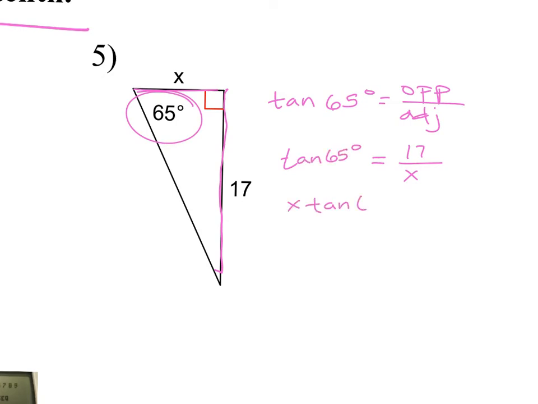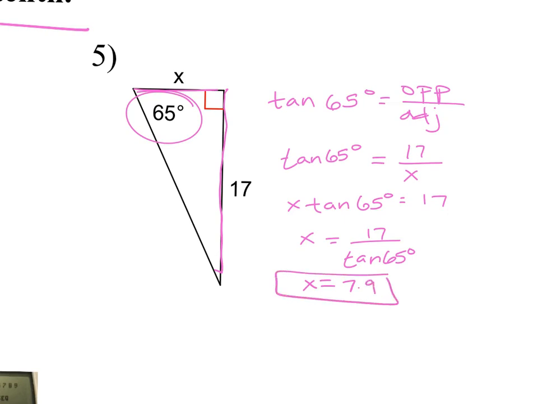And so we want to solve just like before by multiplying that x to the other side and then dividing by tangent of 65. And I know that my calculator is still in degree mode because I just put it in there. And so I find out that x is equal to 7.9. And that makes sense because this should be the smallest side length, right? Because this is the smallest angle, so my x value should be smaller than 17, so that does work there.